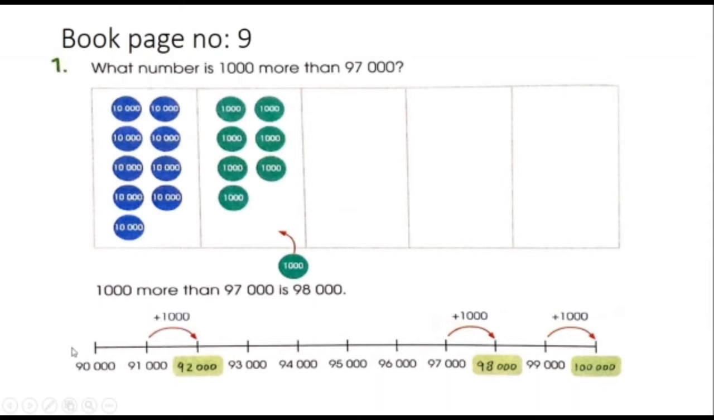Below is the number pattern line. Let's observe it. The first number from left side is 90,000, and when you add 1,000 in this 90,000, it becomes 91,000. Then one more 1,000 is added, the number is 92,000, then 93,000, 94,000, and it moves like that. So observe one thing over here कि जब भी आप एडिशन करते हैं तो आप अपनी नंबर पैटर्न लाइन में फॉरवर्ड मूव करते हैं. Okay, you have to move forward.